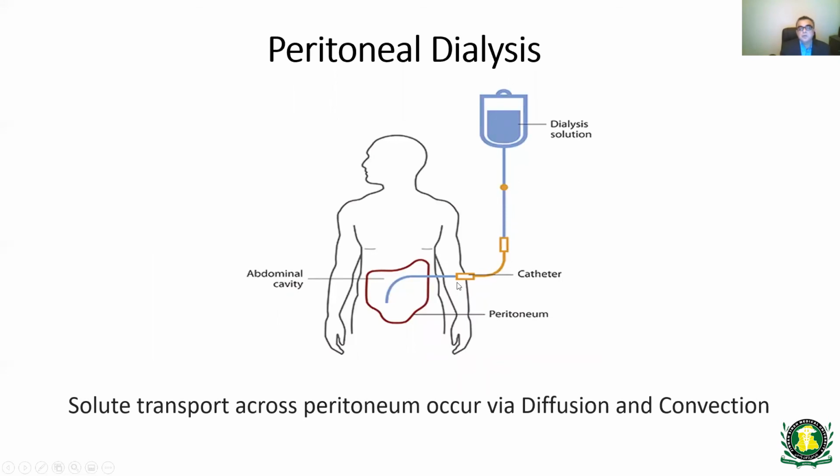This is one of the pictures of peritoneal dialysis. This is the peritoneal catheter that goes into the peritoneal cavity, and the catheter tip is outside the body on the abdominal wall.